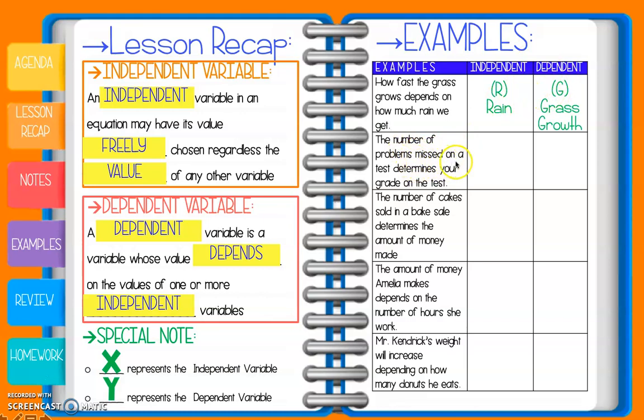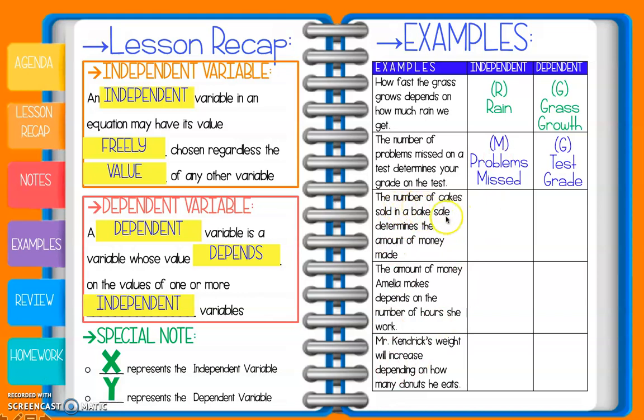The number of problems missed on a test determines your grade on the test, okay? So if we think about it, if we miss a whole lot of questions, our grade is going to be really low. If we don't miss any questions, our grade is going to be really high. So our test grade, I also named it G, is dependent on how many questions we miss. So the number of questions that we miss is independent. Okay, so M, the number of problems missed, is independent, and your grade is dependent on the independent variable.